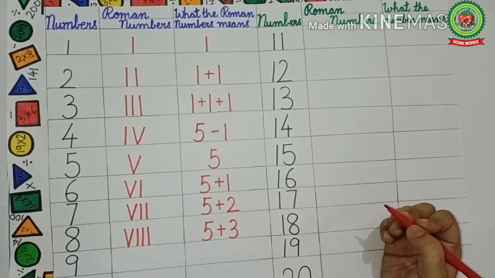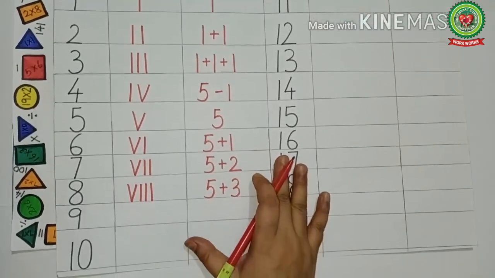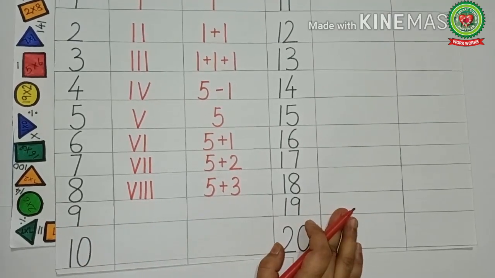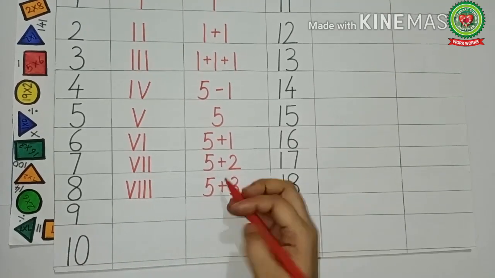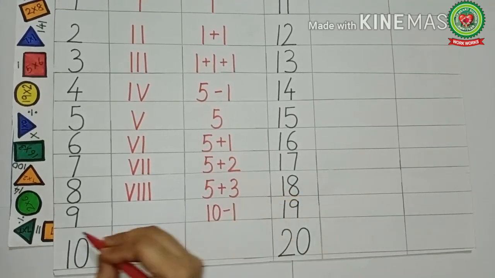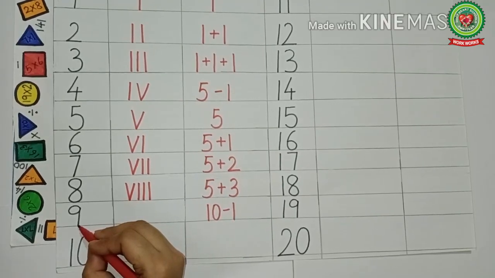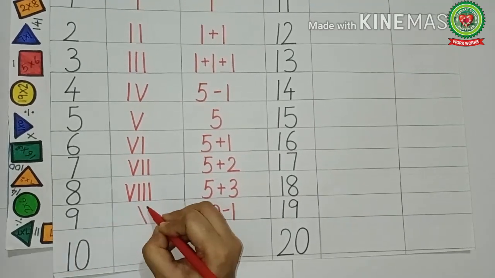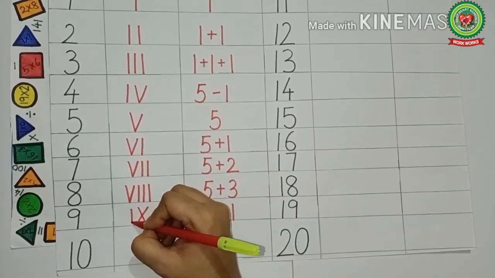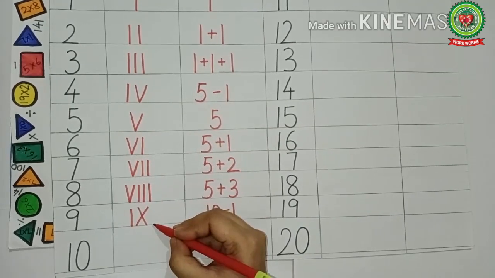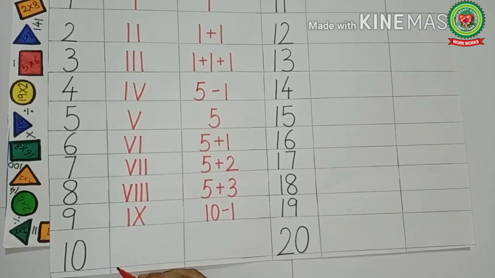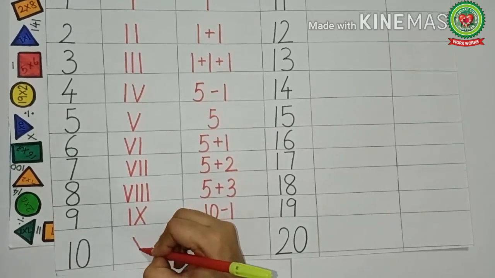Now next is 9. So how do we write 9? How do we get 9? 10 minus 1 is 9. So 10 minus 1 we get 9. So how do we write 10? We write 10 as X. And how do we write 1? We write 1 as I. So it becomes I X, 9. Now next is 10. Now I have told you how to write 10. 10 means X.